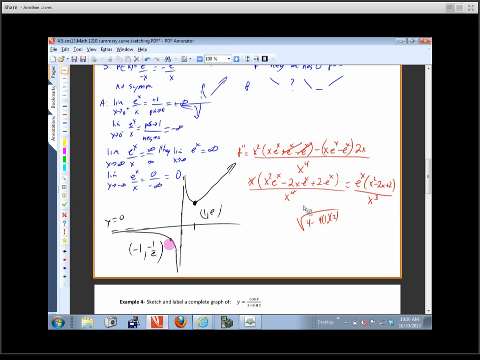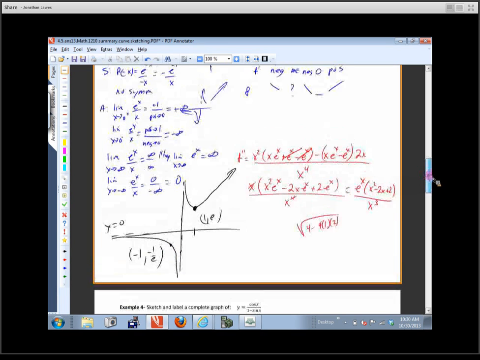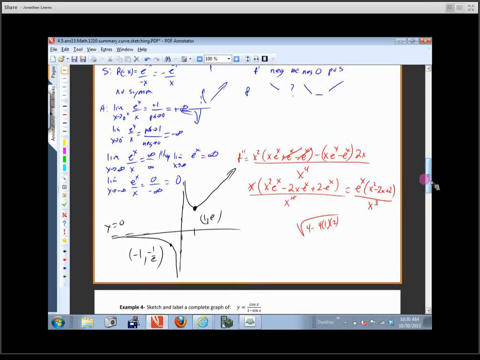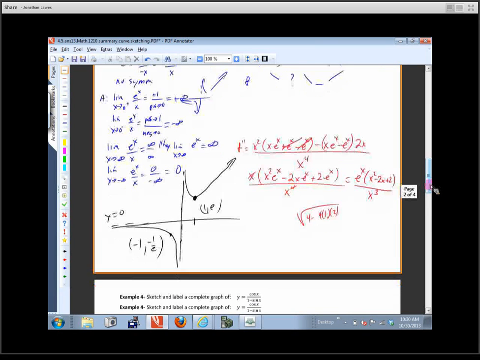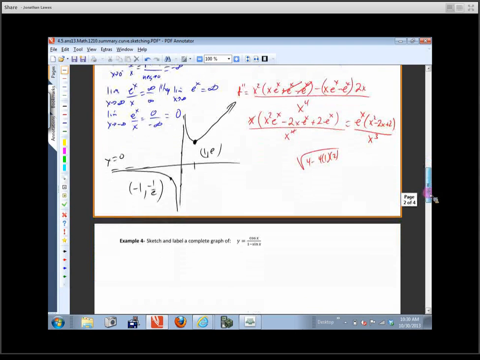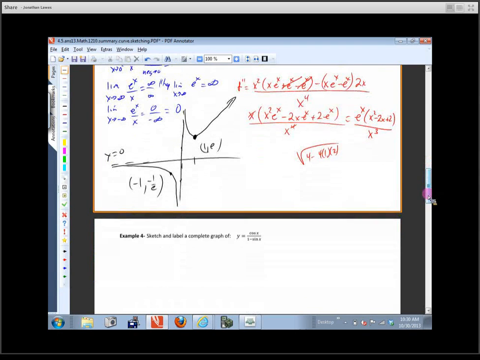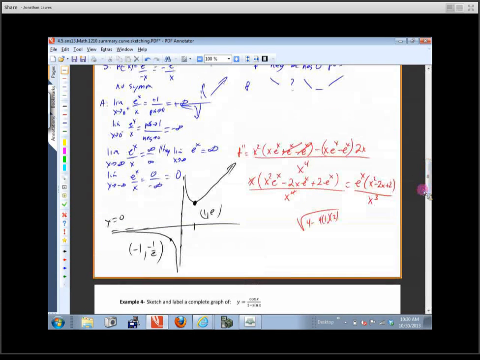Any questions? So for finding a point of inflection, when the second derivative equals 0 or does not exist, remember, it's got to be continuous at that point. Because it's discontinuous at 0, we can't have a point of inflection there. Therefore, whenever part of a graph is concave up, the whole part of it has to be concave up.